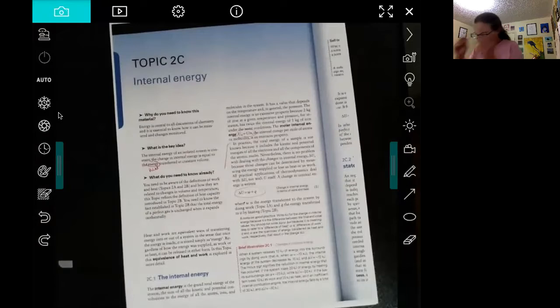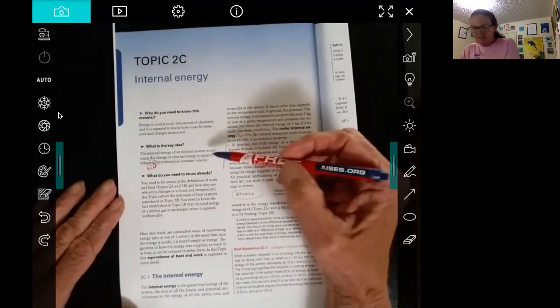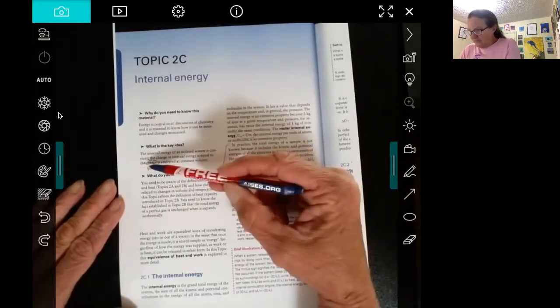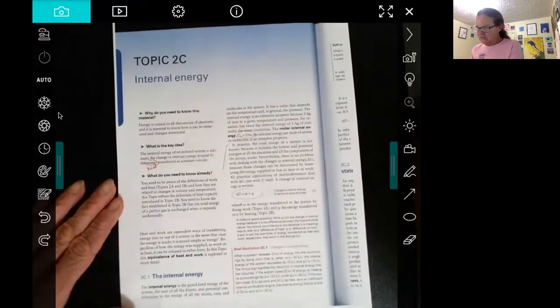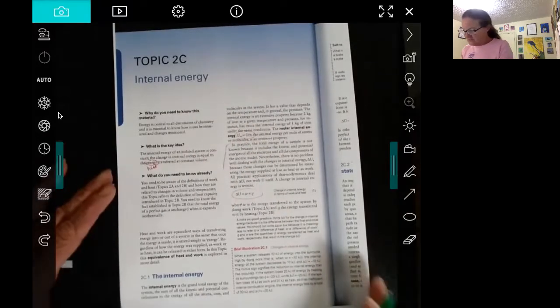So the key idea here is that the internal energy of an isolated system is constant. The change in internal energy is equal to, and it should be, the heat transferred at constant volume, not the energy transferred at constant volume, in that key idea section.